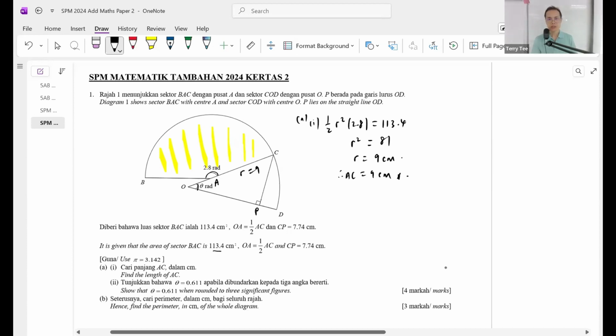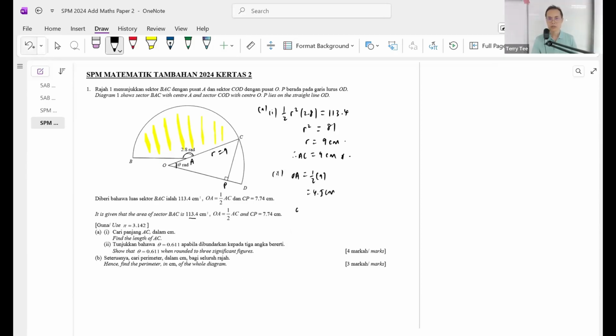Before you find angle theta, we need to know what is OC. OA is half of AC, so maybe you want to find OA first. OA is half of 9, that is 4.5 cm. Now your OC is therefore 9 plus 4.5, that gives us 13.5 cm. So I need to find OC first, so that I can use SOHCAHTOA.